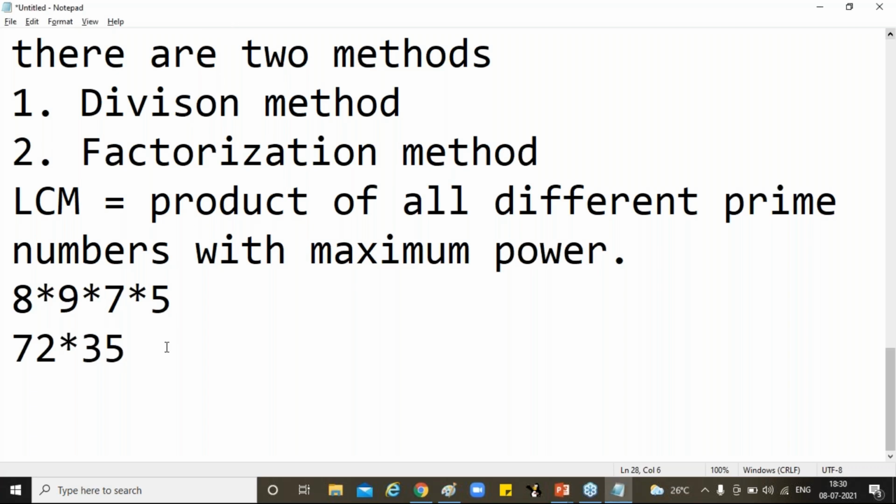So what is the answer finally? 2520. Hope everyone understood how to find the LCM by using the factorization method and division method. For smaller numbers, better to go for the factorization method. Whenever they give larger numbers, better to go for the division method. Depends on your convenience. Next one.